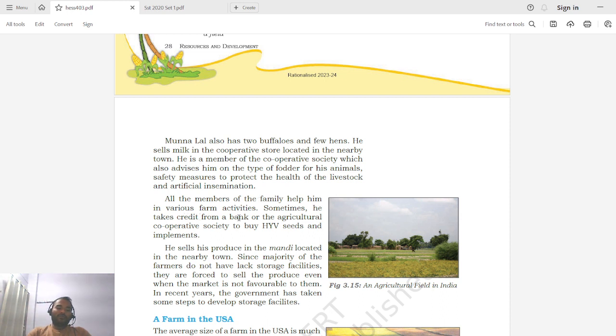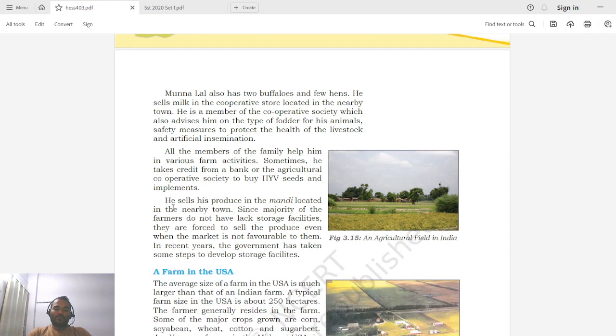Sometimes he takes credit from the bank or agricultural cooperative societies to buy HYV seeds and implements. So the major source of funding for this farmer, Munnalal, is the bank. So every time he needs some extra money or some capital, he will get it from the bank or from agricultural cooperative societies. He sells his produce in the mandi. So once the crop is grown and harvested, he now has to sell it. So he can sell it in the mandi, which is located in the nearby town.